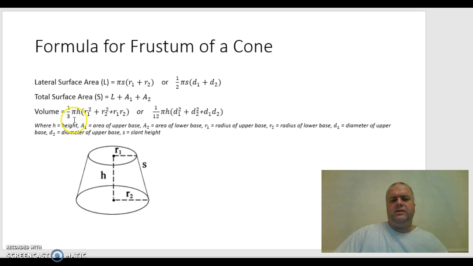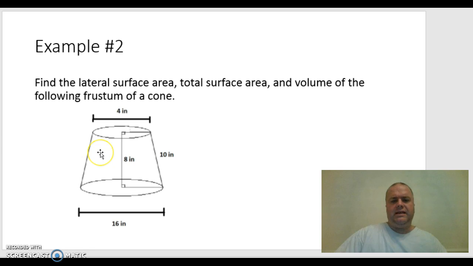So this is 1/3 times pi times our altitude times the sum of the radius 1 squared plus the radius 2 squared plus the radius 1 times the radius 2. And then there's also an equivalent diameter formula for that as well. Alright, so let's take a look at example 2. Let's find the lateral surface area, total surface area, and volume of this frustum here.